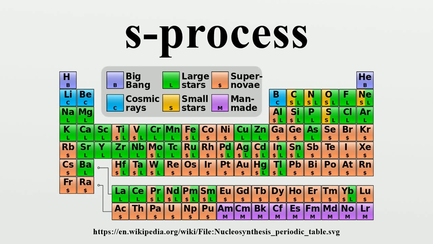The S process in stars. The S process is believed to occur mostly in asymptotic giant branch stars, in contrast to the R process, which is believed to occur over time scales of seconds in explosive environments. The S process is believed to occur over time scales of thousands of years, passing decades between neutron captures.